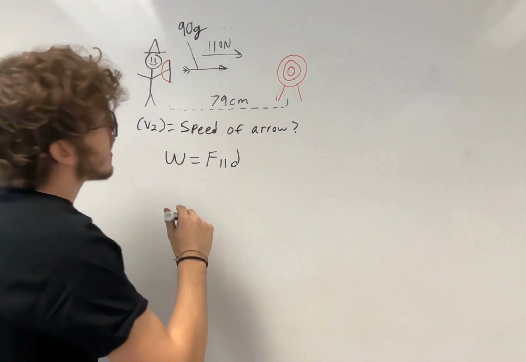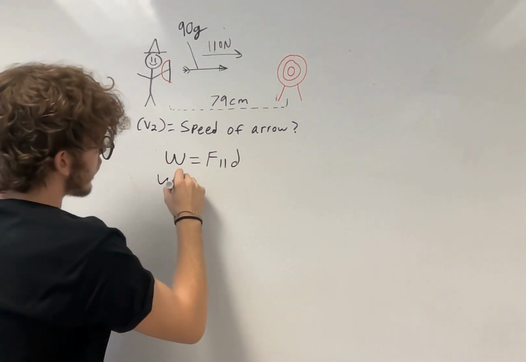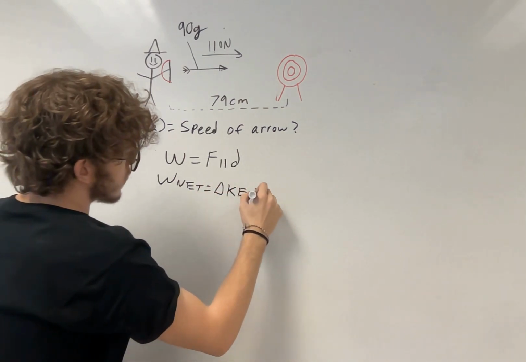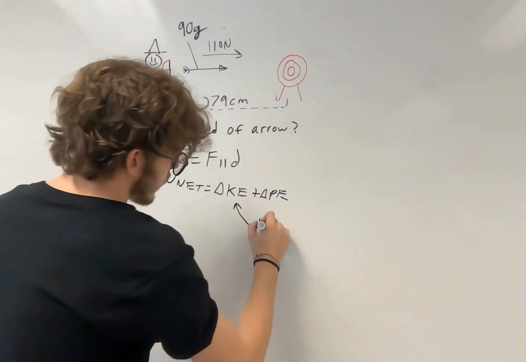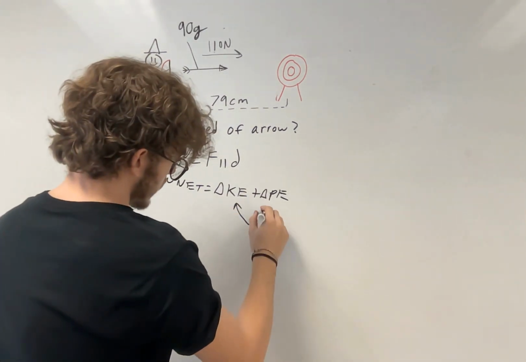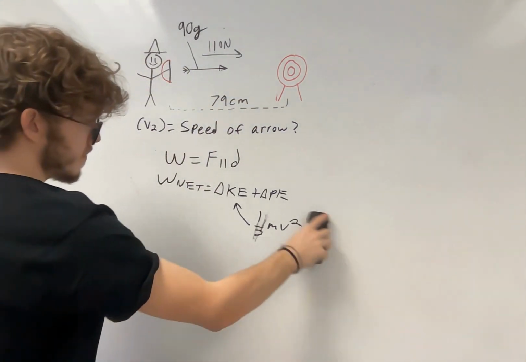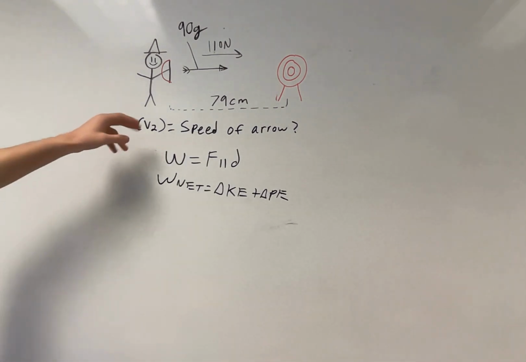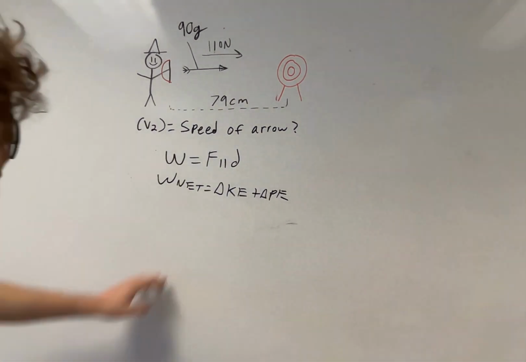We can also say that if we're trying to use work here to solve for velocity, well, work net is equal to change in kinetic energy plus change in potential energy. And we know that kinetic energy factors in velocity by saying that 1/2 mass velocity squared is equal to the kinetic energy. Okay? So we're going to use these equations here to solve for the speed of the arrow when it exits the bow.